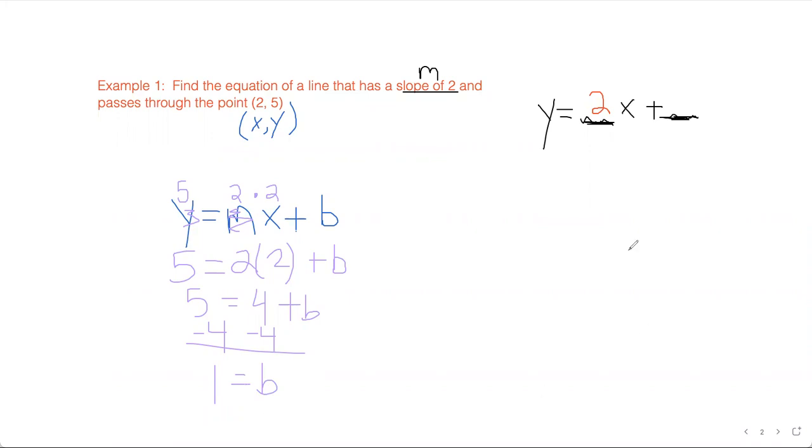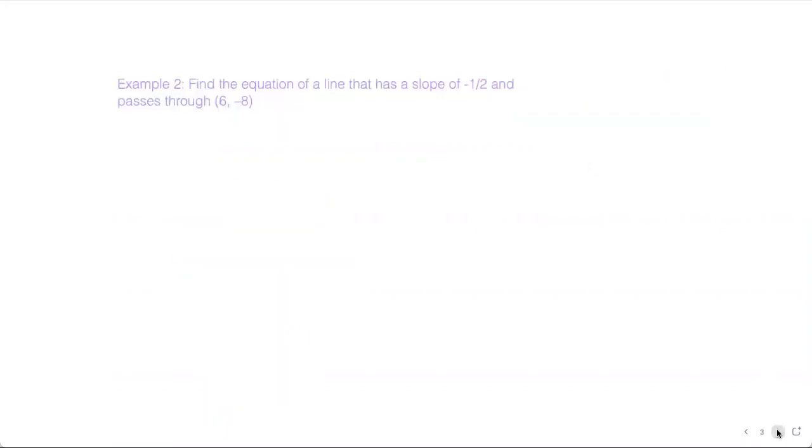So now I can come back up here to my equation, put my 1 in the B spot, and now I have found the equation of the line that has a slope of 2 and passes through (2, 5). Okay, let's try another example. This time, if you would like to, you could try this by yourself and then pause it and come back to my explanation.